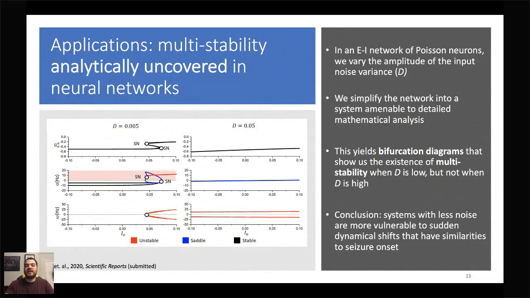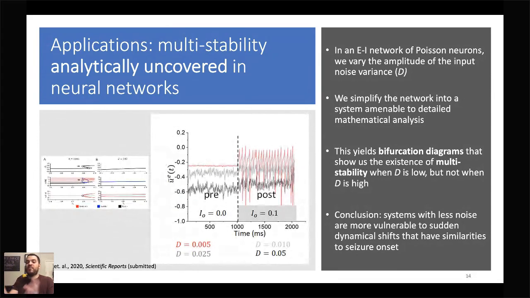What that means is that it's possible to shift from one fixed point to another fixed point with some sort of perturbation. And doing that is probably going to yield a really significant difference in the dynamics of the system. What might those changes in dynamics be? Well, it might be a seizure. And what we found is that these networks with low intrinsic noise were more likely to have this multi-stability than networks with high intrinsic noise. So we thought maybe that means that networks with low intrinsic noise are more vulnerable to seizure.